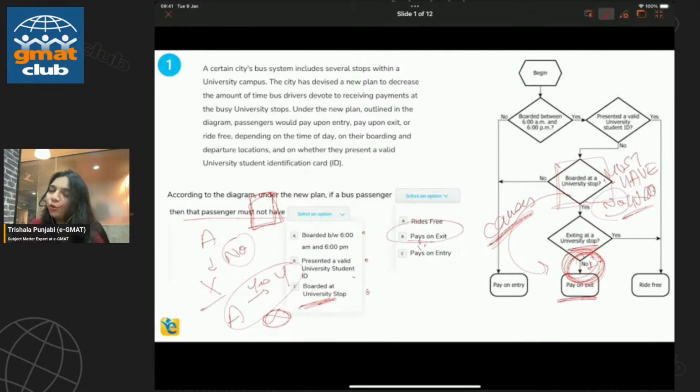So what do we do? We go one step above. We have a no here. Presented a valid student ID? No. So this is our answer. It is B and B.